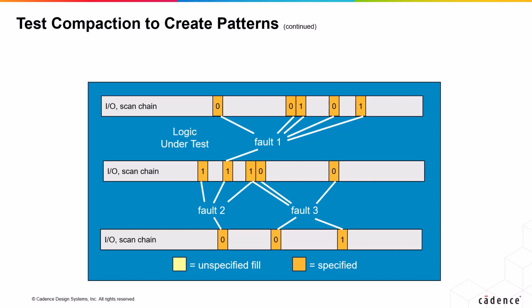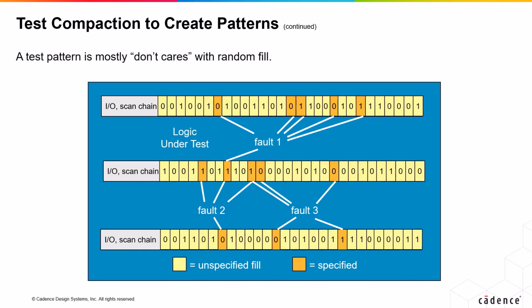Tests for additional faults specify additional bits as they are merged. Note that the different tests may share some specified bits. Here you can see that fault 2 and fault 3 are sharing the specified bits. After some time, with no additional tests merging into this pattern, it will be filled and sent to the fault simulator. Note that most of the data that will be scanned into the chip is fill, usually pseudo-random data.